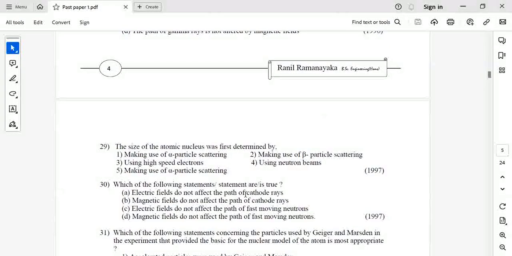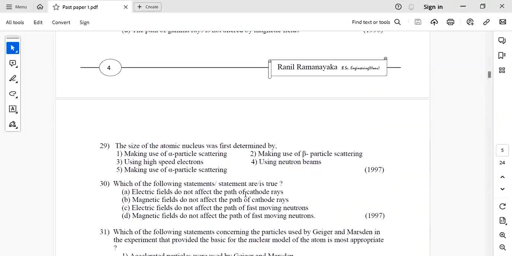Question 29. The atomic nucleus was determined by the alpha ray scattering test by Rutherford. So that should be making use of alpha particle scattering. Okay, so the scattering test of alpha rays by Rutherford. Answer is 5.